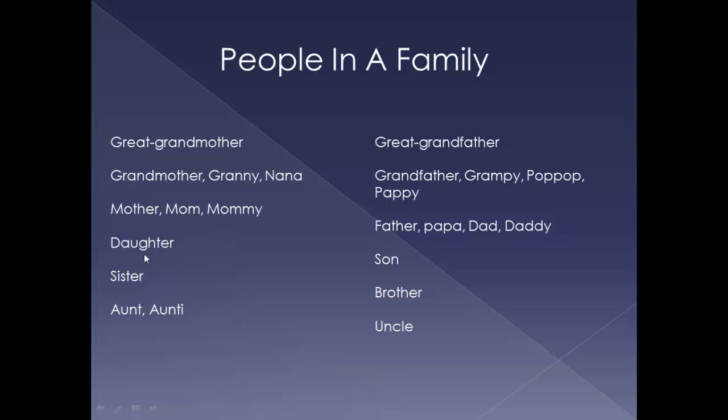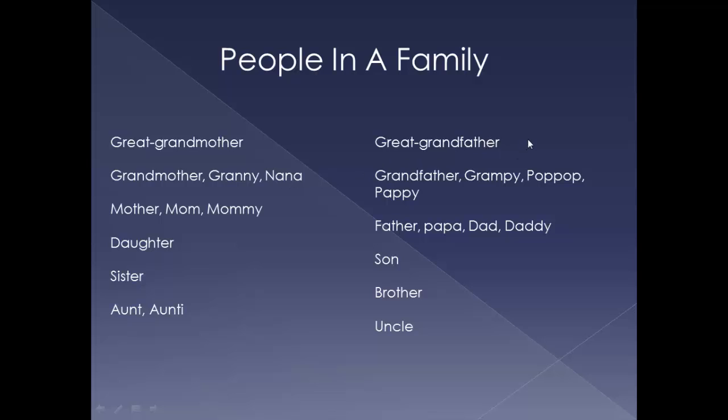Another person in a family would be a daughter. Another person in the family could be a sister. Another person in your family is an aunt or an auntie. Now that's just the girls that can be in the family.